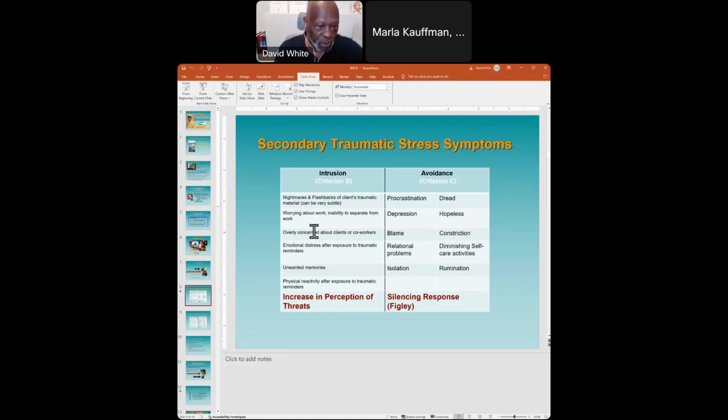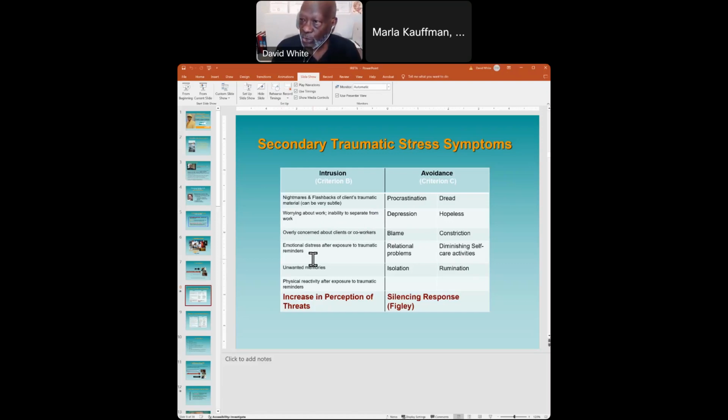You're overly concerned about your clients or coworkers. They're staying on your mind. You're thinking about them. As I threw in here, you can start to have impact of secondary traumatic stress based on your interaction with your coworkers as well. Although this is focused on clients, it can also happen with some of the workers or your coworkers on the job. You end up with emotional distress after exposure to traumatic reminders.